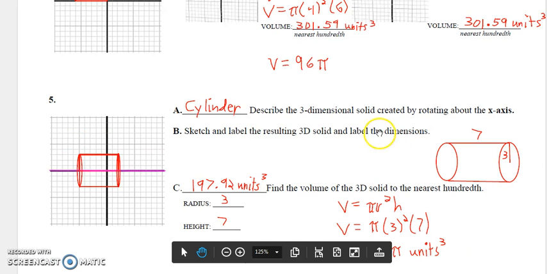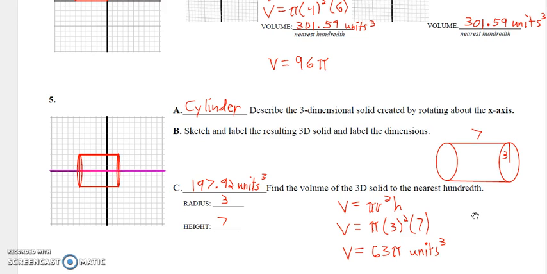Here's another one. Trace the axis, flip the rectangle, draw in your 2 circles. This whole circle is 6, so the radius is half of that, 3. The length between the 2 circles is 7. Calculate the volume. And what's the volume of a cylinder? Pi r squared h. So now you go ahead and pause it and do the next one. You're going to draw and trace the axis, draw in the reflected rectangle, draw in your 2 circles, figure out the radius and the height. Calculate, come back.